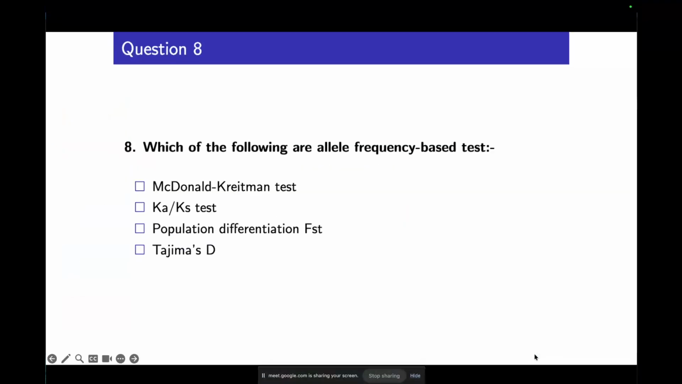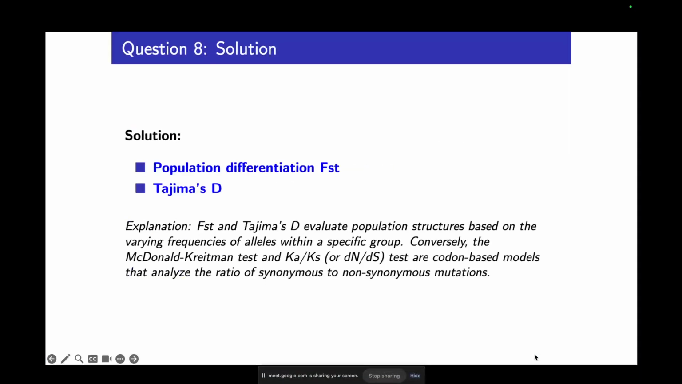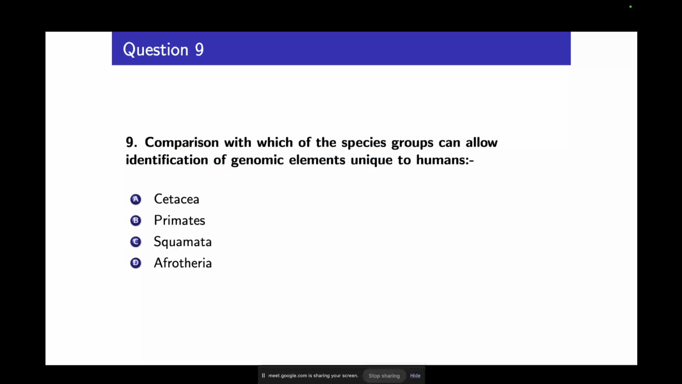The answer is Tajima's D and population differentiation, because in Tajima's D you calculate the pairwise differences. There you're taking into account frequencies of these alleles across different sequences. And in FST also, you're definitely using the frequencies. So FST and Tajima's D is the correct answer. Moving on.